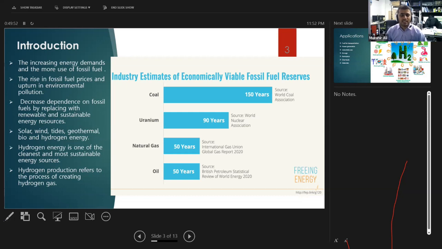The density of hydrogen is very low, so for transportation people are compressing the hydrogen so it can be transported, because it has a very low density. And some of the people are trying to convert hydrogen gas to liquid, so it can be transported easily.